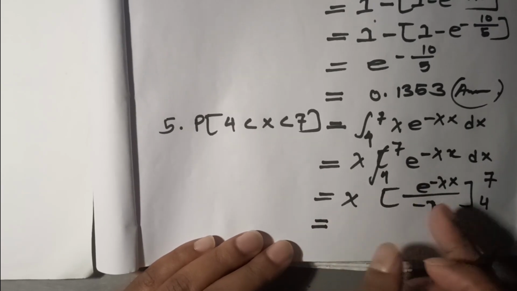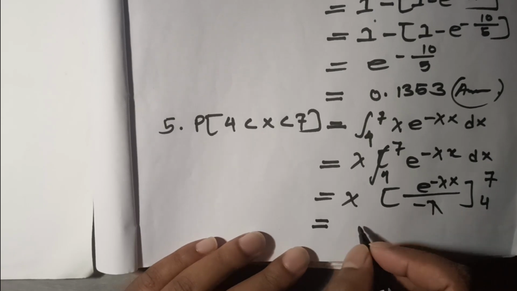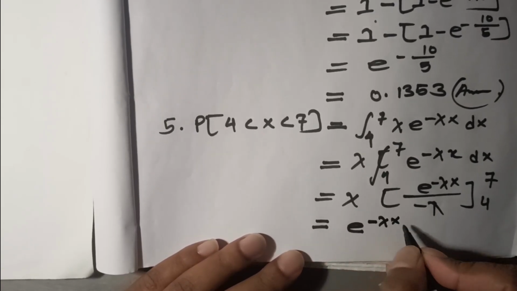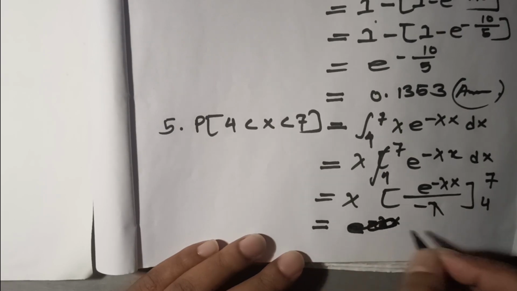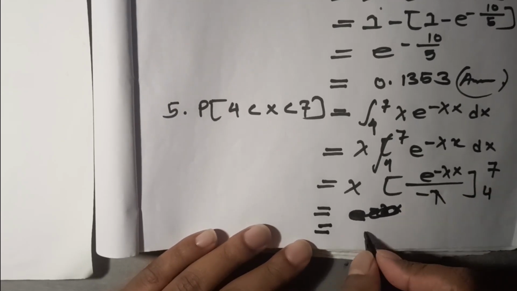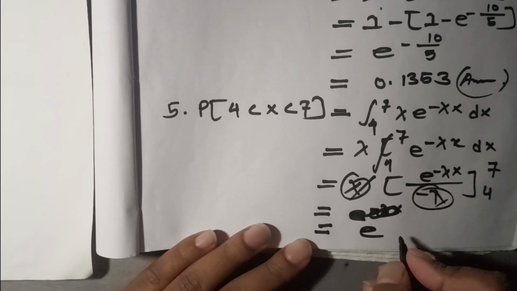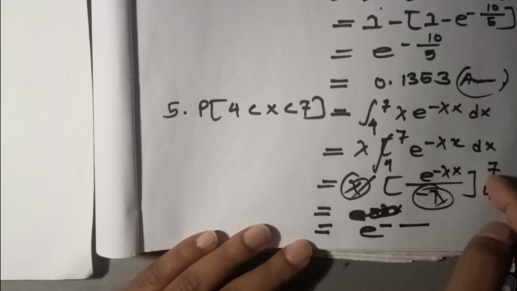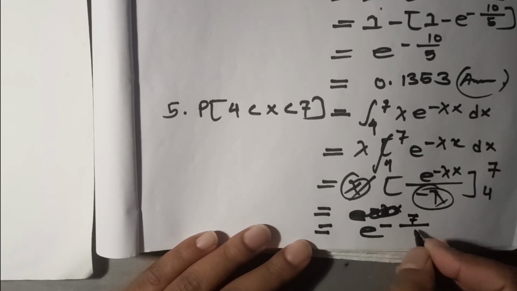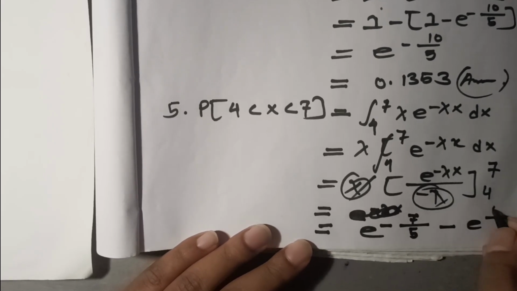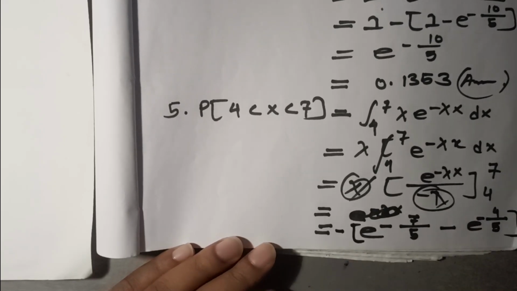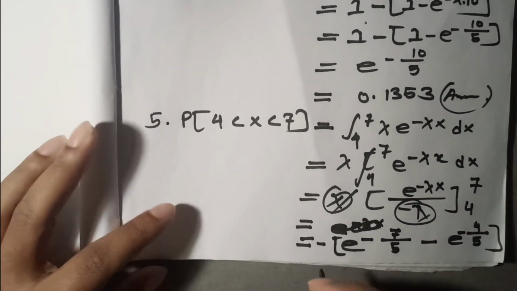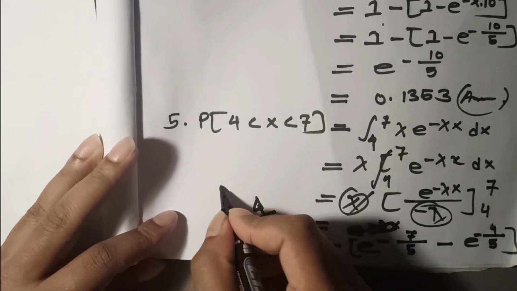So this one cancels, so we will remain with e to the power minus lambda x. Sorry, we will write here like this: e to the power, this one will be cancelled, right? We will remain with e to the power minus, the rate parameter is 1 by 5, so when we put in the upper limit 7, it will be e to the power minus 7 by 5 minus e to the power minus 4 by 5, right? And there will be a minus as well. So after solving this equation, we will get the answer like this, 0.2027.